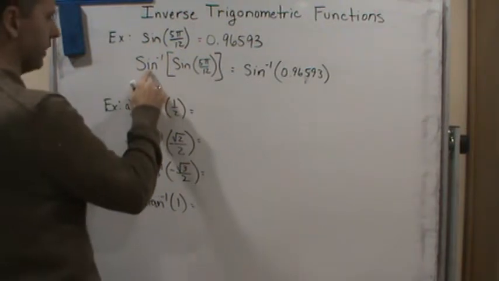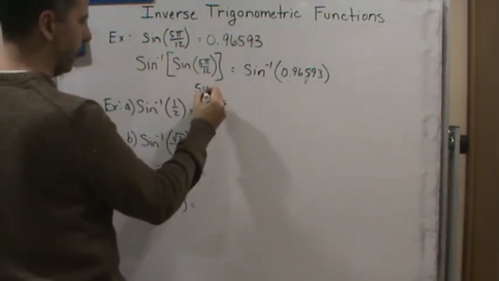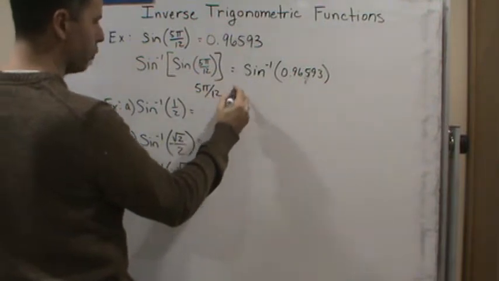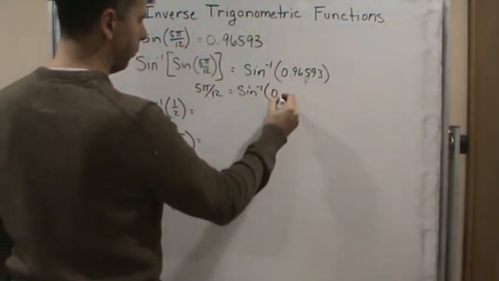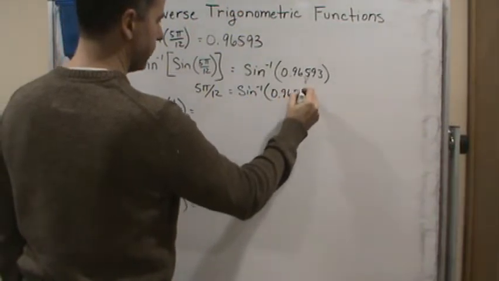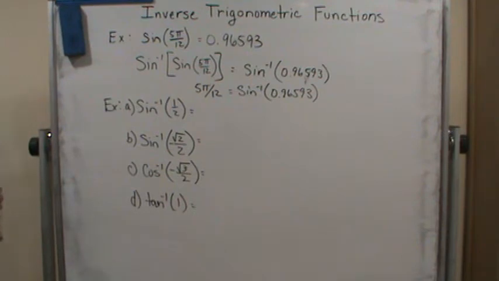Well, what do I get here? The sine inverse of sine undoes each other, and we get 5 pi over 12 is equal to sine inverse of 0.96593. And we're done. And so now we rewrote it in terms of inverse sine.